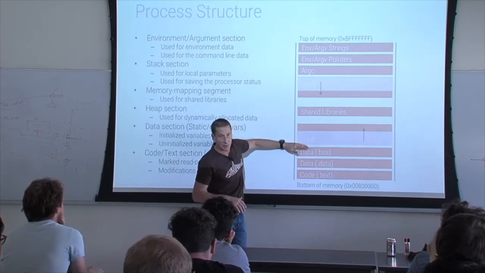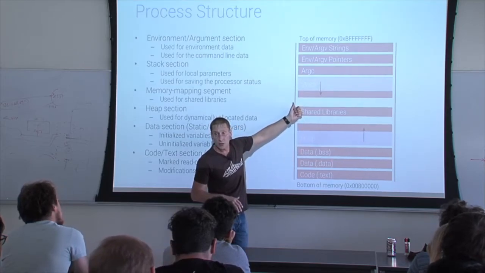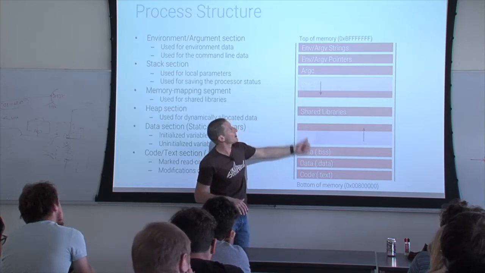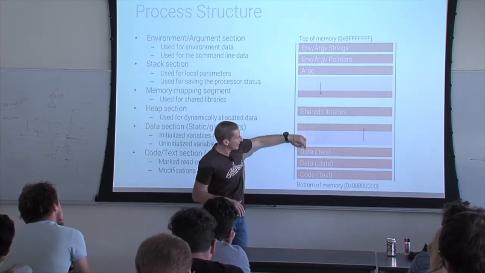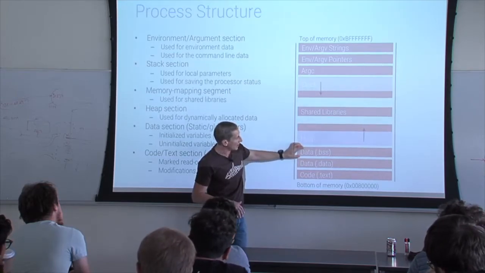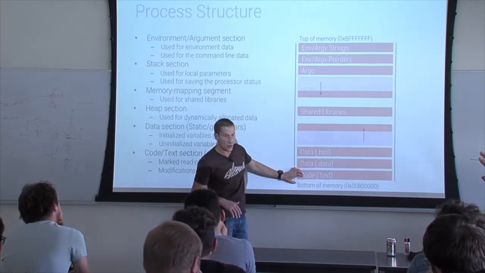Then you have the heap. The heap grows in the other direction, so towards higher memory addresses. And then you have your BSS, and so uninitialized and initialized data segment, and then you have the actual code.